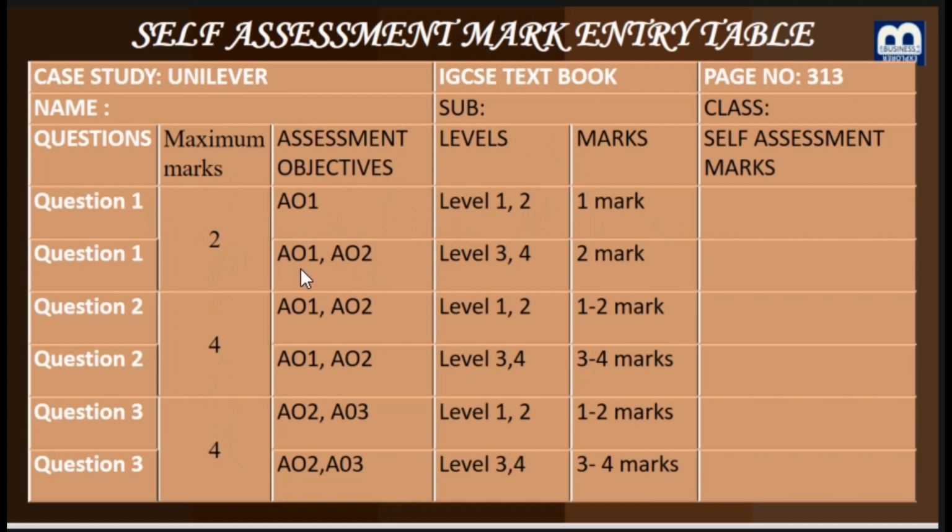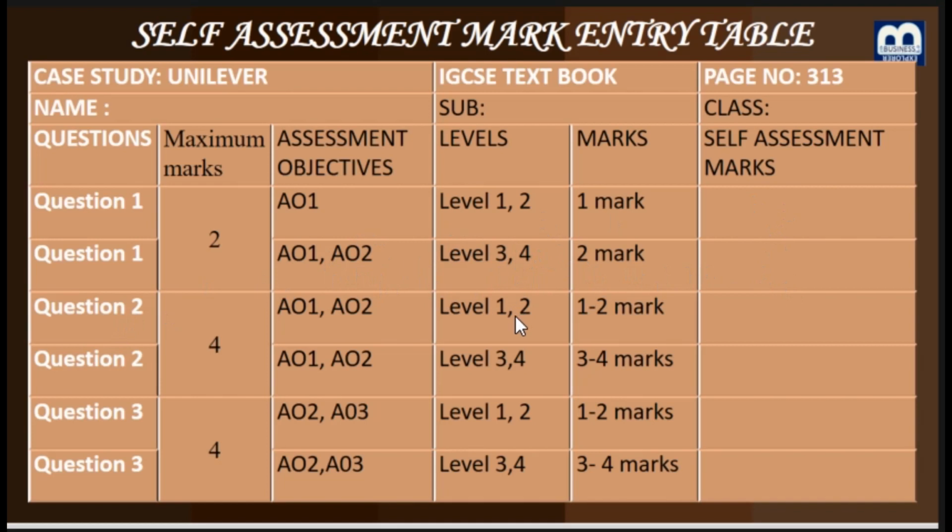If you are able to satisfy AO1 with an example, AO2, along with that, if you are able to satisfy level 3 and 4 of AO1 and AO2, then you are getting the full marks, that's 2. So you will be assessing whether you are getting 1 mark or 2 marks. The same case applies in question 2.